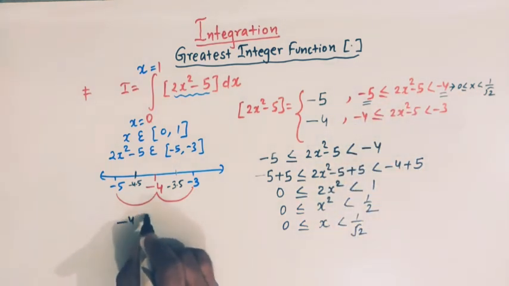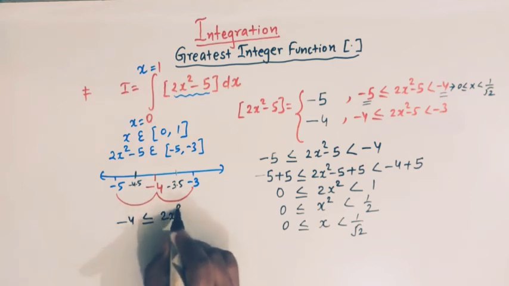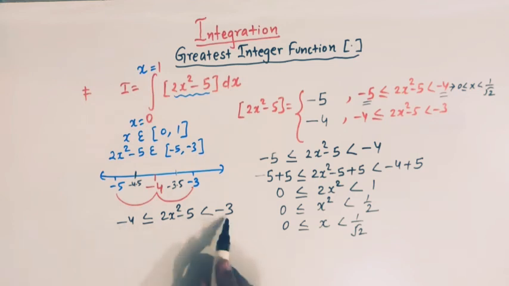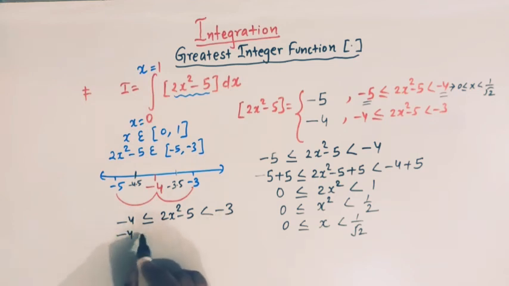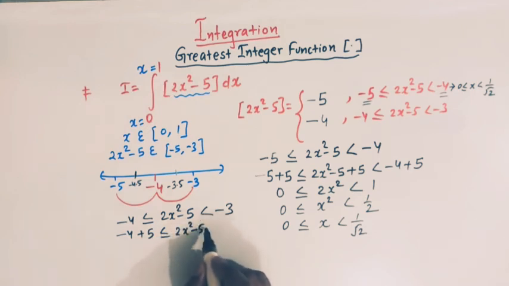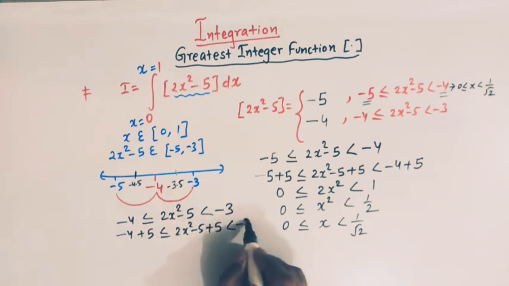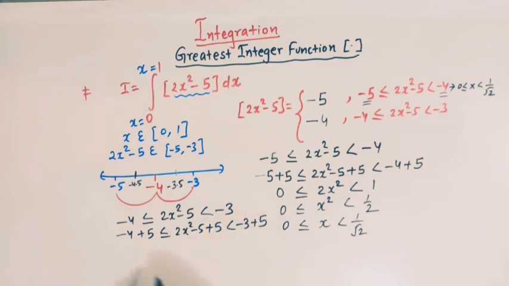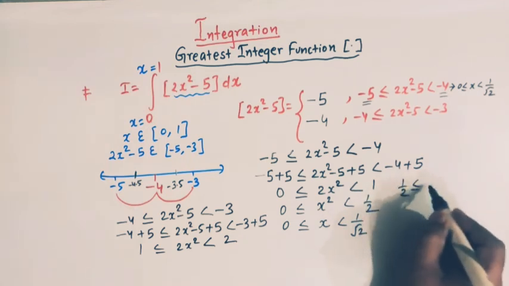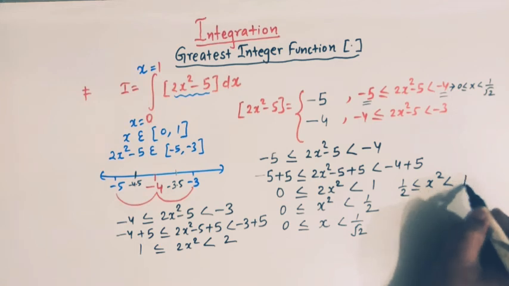So here we have minus 4, and then we have 2x square minus 5 less than minus 3. Now adding 5 throughout, we have minus 4 plus 5. Here we have 2x square minus 5 plus 5, and here we have minus 3 plus 5. So here we have 5 minus 4, 1. Here we have 2x square, here we have 2. Dividing throughout by 2, we'll have 1 by 2 here. Here we have x square, here we have 1.